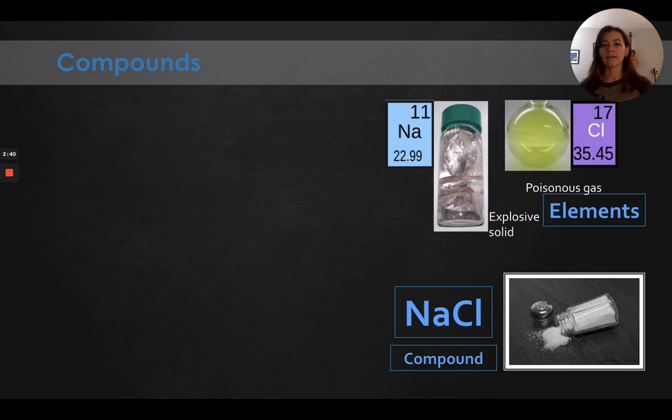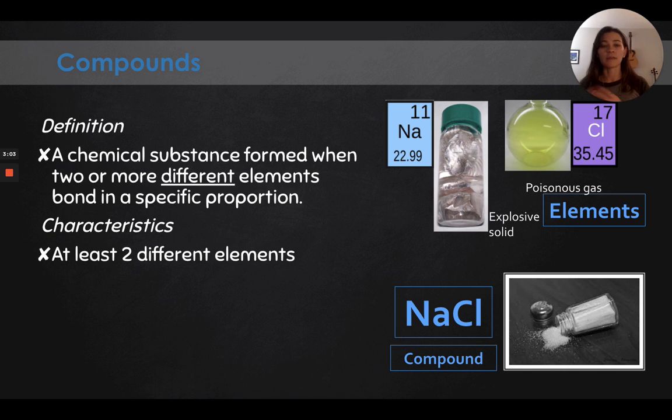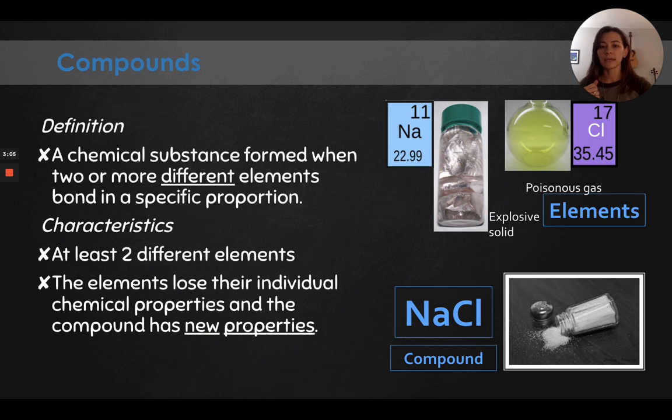Next up, we have compounds. So compounds are a chemical substance that's formed when two or more different elements bond in a specific proportion. So that's saying O2, two oxygen atoms bonded together, is a molecule, but it's not a compound because the two atoms are the same. Characteristics: you have at least two different elements, and the elements lose their individual chemical properties and have new properties.